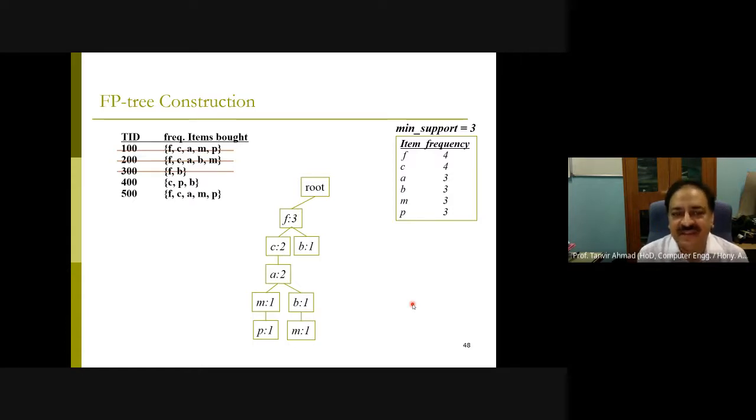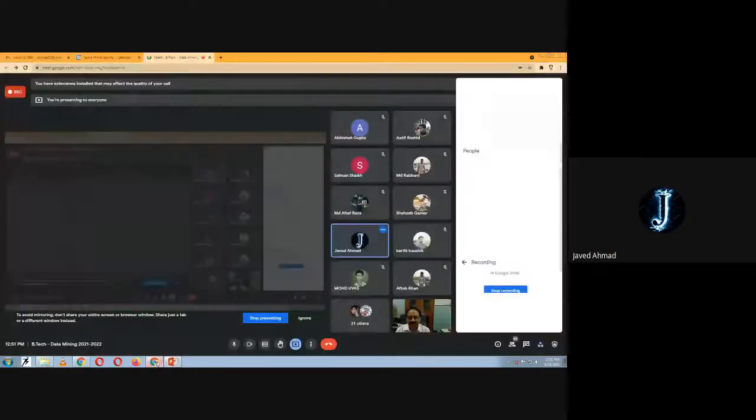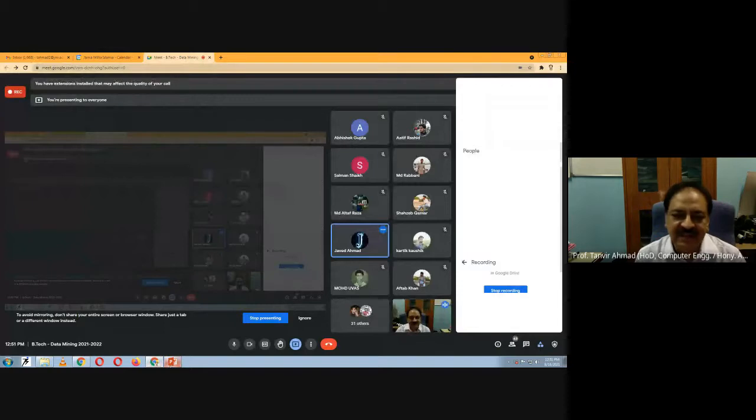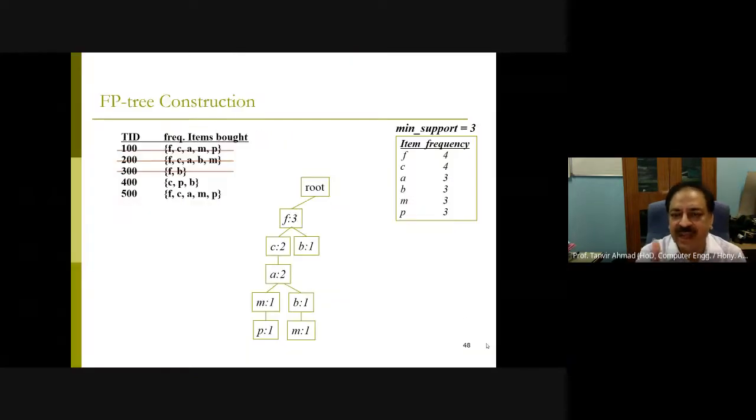Now I take the fourth transaction, CPB. Now what should I do? Take it from the root, sir. Why? Because, yes, correct, Javed. Because there is no C at the top. Therefore, you have to take it from the root itself. Therefore, I made it from here. I take it like this, CPB.